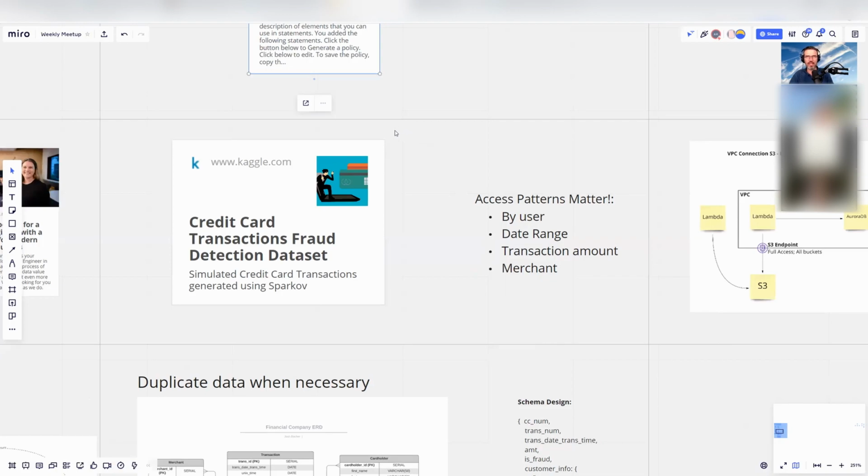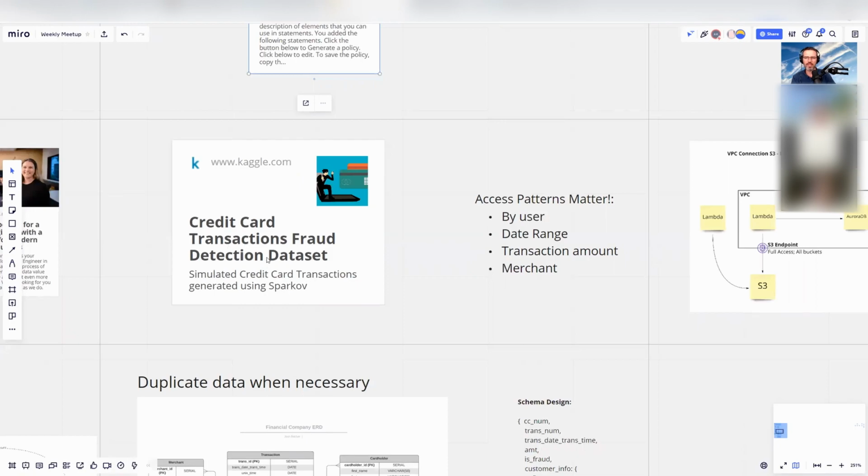Whenever you design a database, and you want to make the decision of which database am I choosing? Am I choosing a relational database? Am I going for a NoSQL database? Which one am I going for? A key value store or wide column store or a document store? Always try to go at it from what are my access patterns? How am I going to access my data?